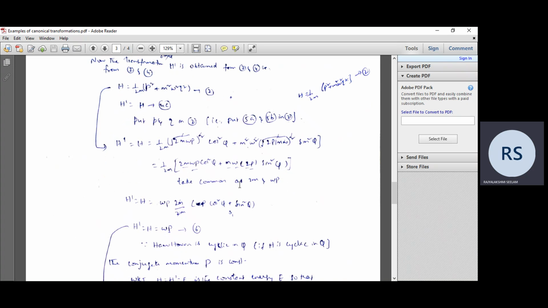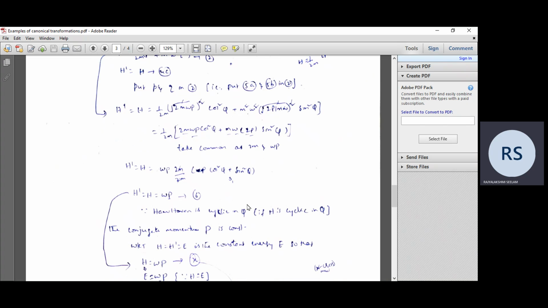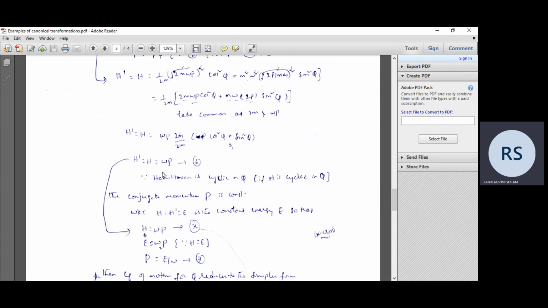So taking common 2m and omega P. Here 2m omega P, and here also we have 2m and omega P. By taking common, we obtain H dash equals omega P into 2m by 2m. So here we have cos square Q plus sin square Q, which equals 1. So H dash equals, the 2m gets cancelled, omega P. Equation number 6.